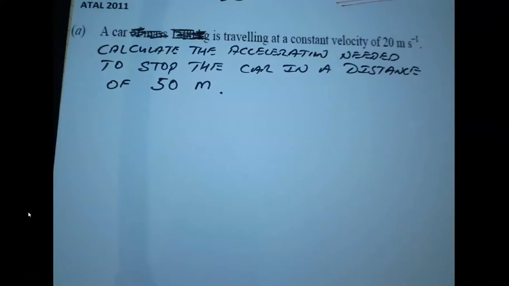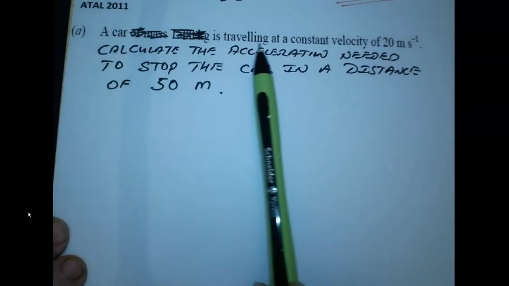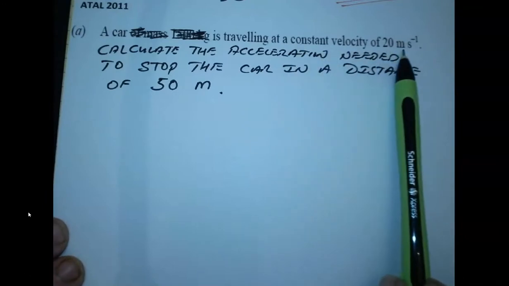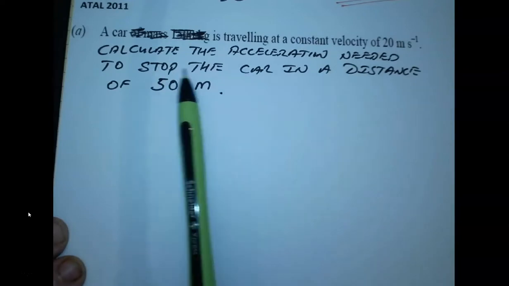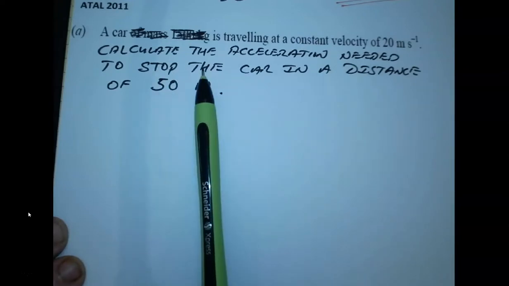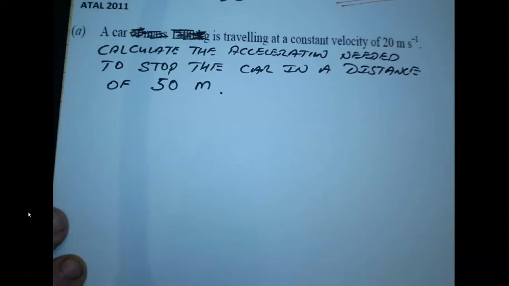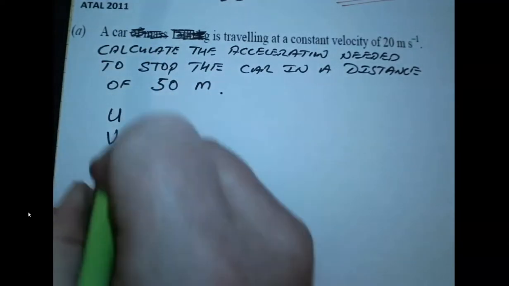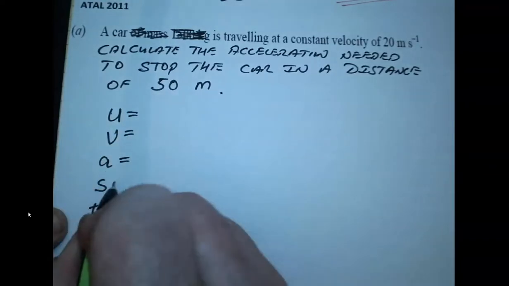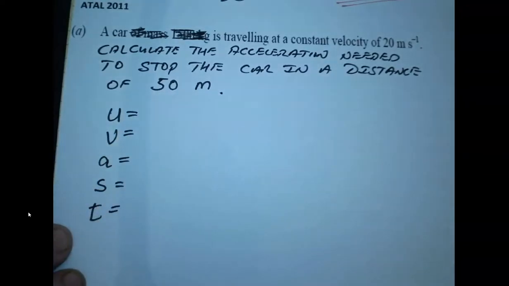And the second short question comes from the 2011 Leaving Cert Honours paper. It's a slightly different version of that, changed ever so slightly. We'll have a look at it. It says a car is travelling with a constant velocity of 20 meters per second. That's its initial velocity. Calculate the acceleration needed to stop the car, that means its final velocity will be 0, in a distance of 50 meters. I use my standard U, V, A, S, and T, and I'll see which of these I have, which I don't have, and which I need.